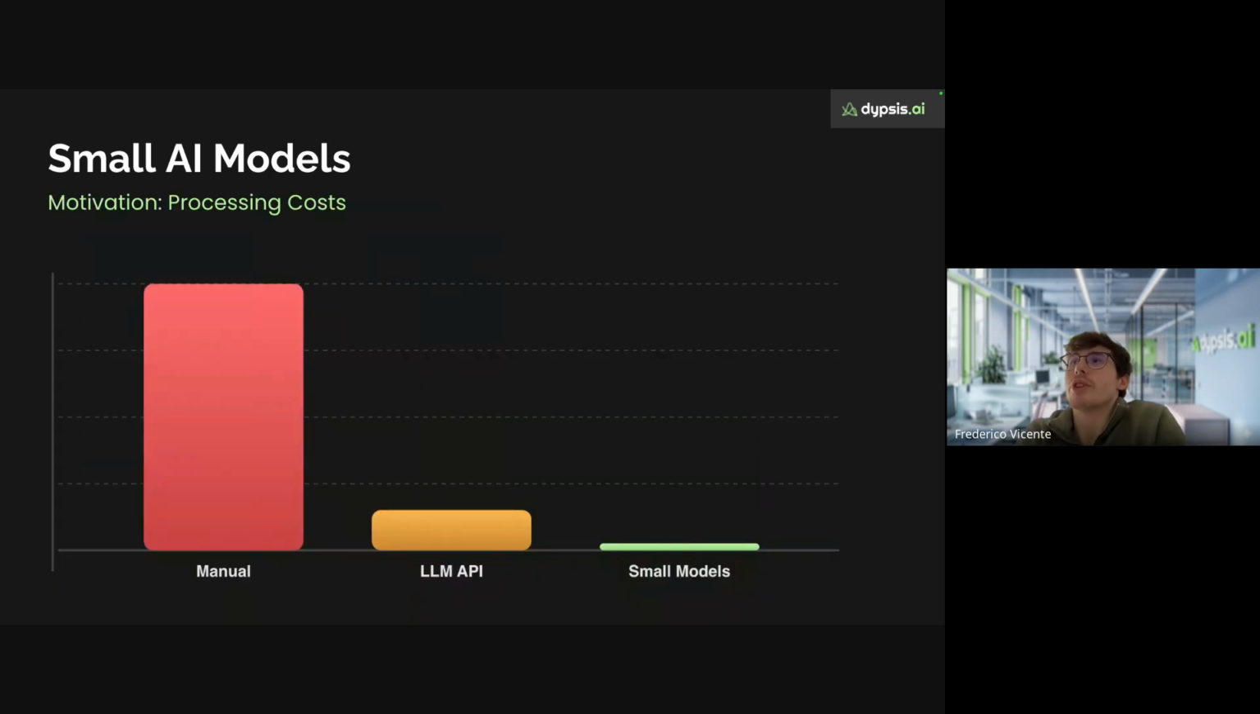Another motivation for using small AI models is this idea that most companies have a lot of processes that nowadays are done manually, because they haven't introduced digital processes to automate them. And so there are a lot of people that spend a lot of time on these repetitive tasks, when they could be doing other tasks with value.